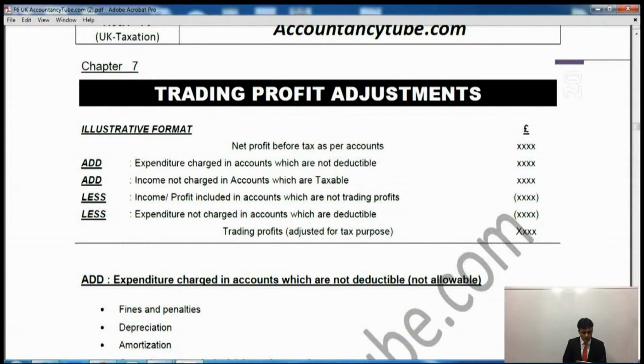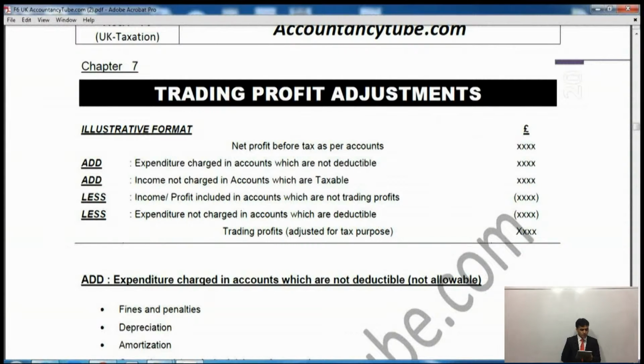So what adjustments? First of all, you will add the expenses which are not deductible, which should not have been deducted in the first place. So you will add them back, right? After that, you will also add the incomes not charged in the accounts which are taxable. While making the accounting records, some of the incomes you did not write there, which should have been written. So while making the tax records, you will write down those incomes as well. So you will add some expenses and some income as well, which you forgot to add or didn't know would be taxable.